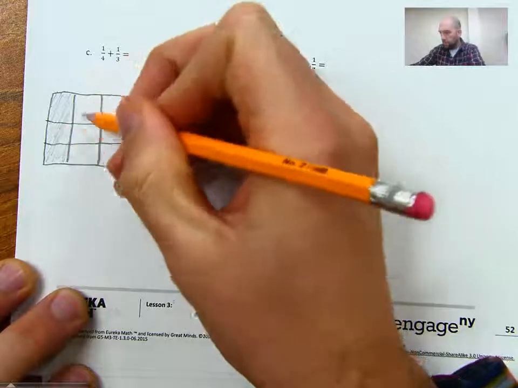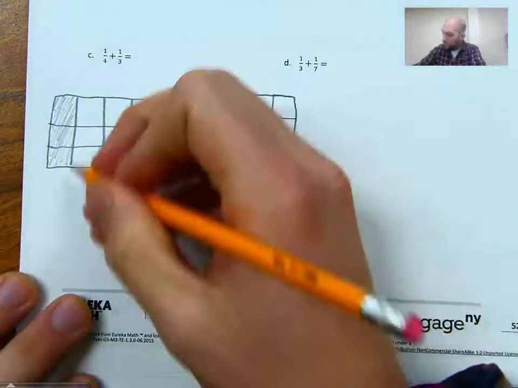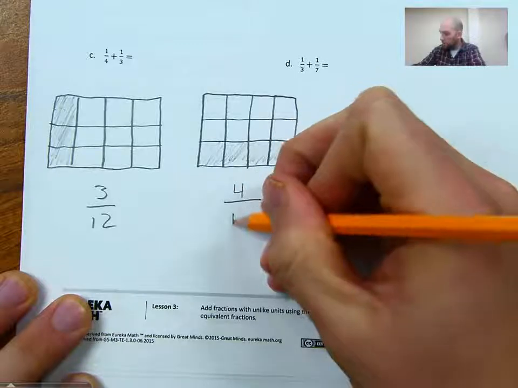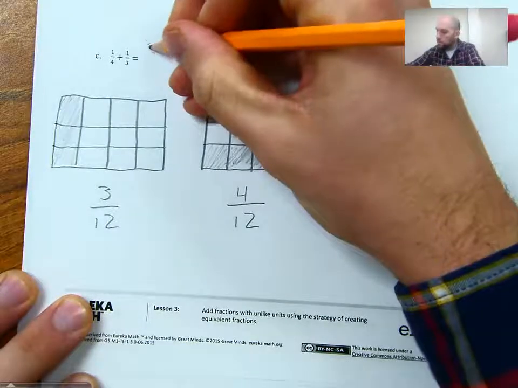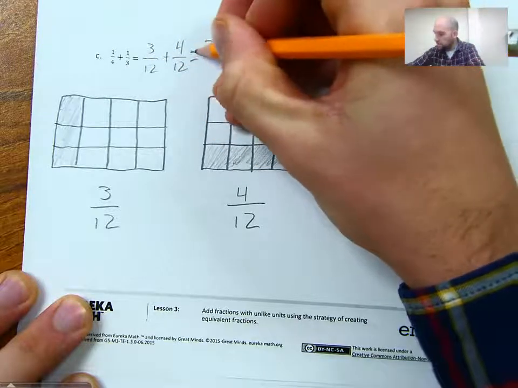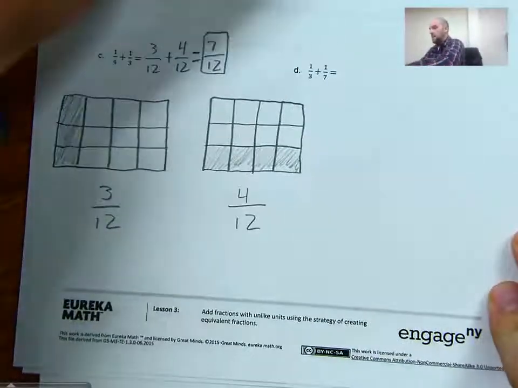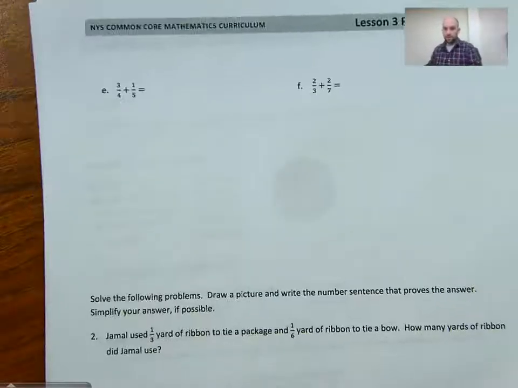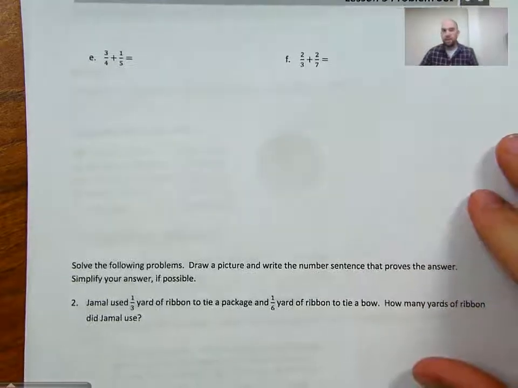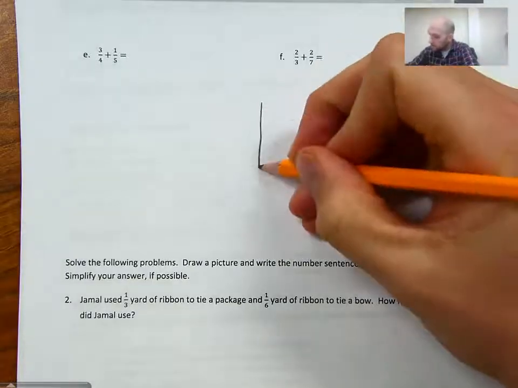Now I have 1, 2, 3, 4, 5, 6, 7, 8, 9, 10, 11, 12. So I have 3/12. Here I have 4/12. 3/12 plus 4/12 equals 7/12. All right, now I'm going to try one that looks a little bit different. So let's look at letter F here. You have 2/3 and 2/7. Draw my rectangles.